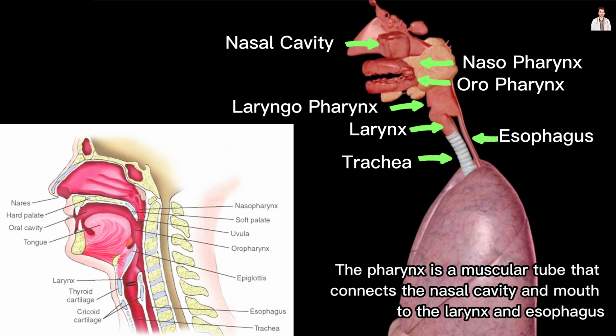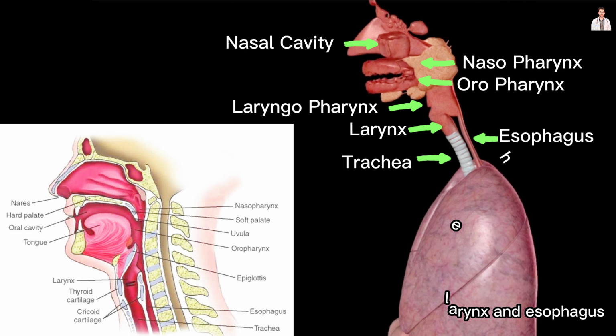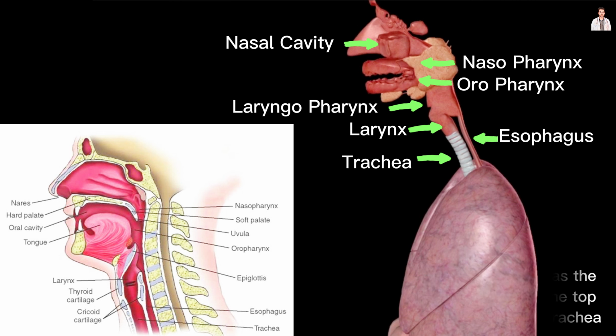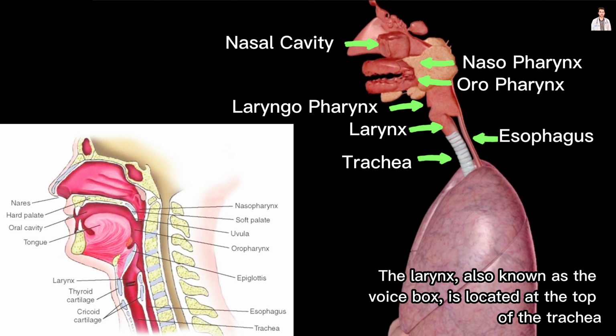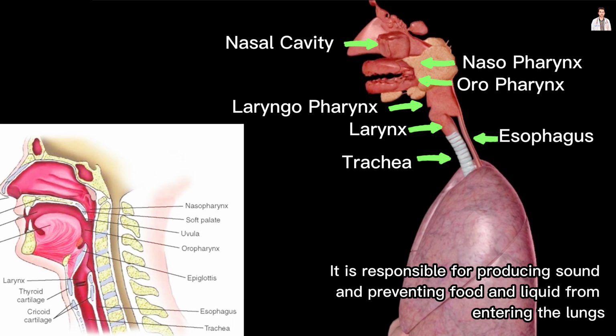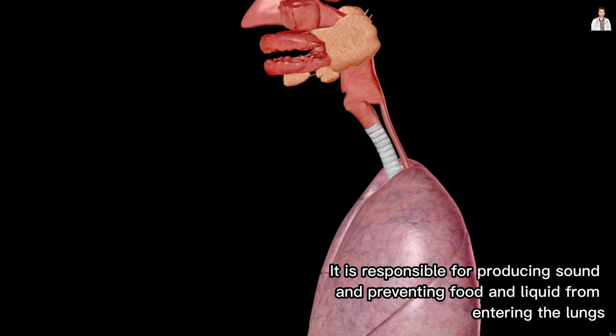Pharynx. The pharynx is a muscular tube that connects the nasal cavity and mouth to the larynx and esophagus. It plays an important role in both the respiratory and digestive systems. Larynx. The larynx, also known as the voice box, is located at the top of the trachea. It is responsible for producing sound and preventing food and liquid from entering the lungs.